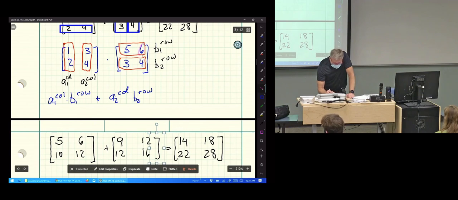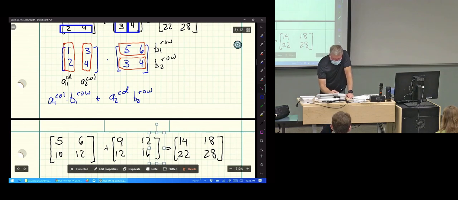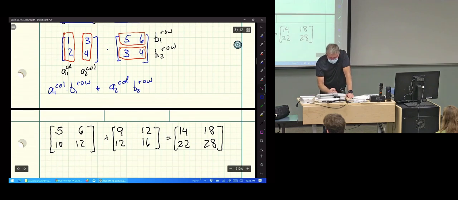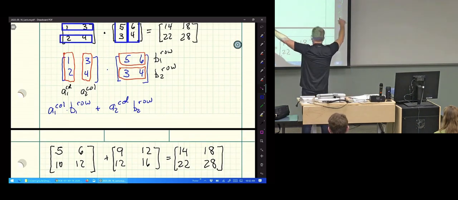2 times 6, etc. So I'm just writing them down. So I do A1 column times B1 row, then A2 column times B2 row. And so there's no addition to do until at the end, then I just add these all up. And it turns out to be completely equivalent to this.